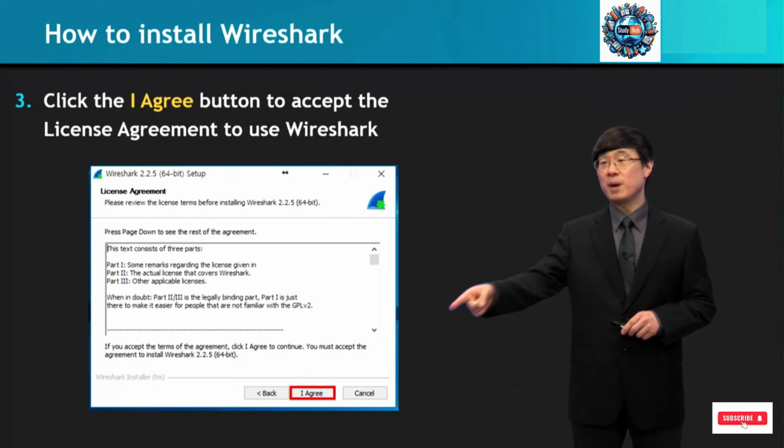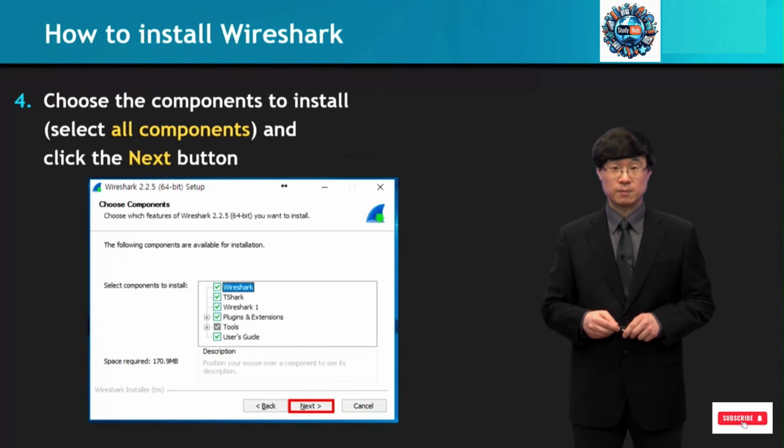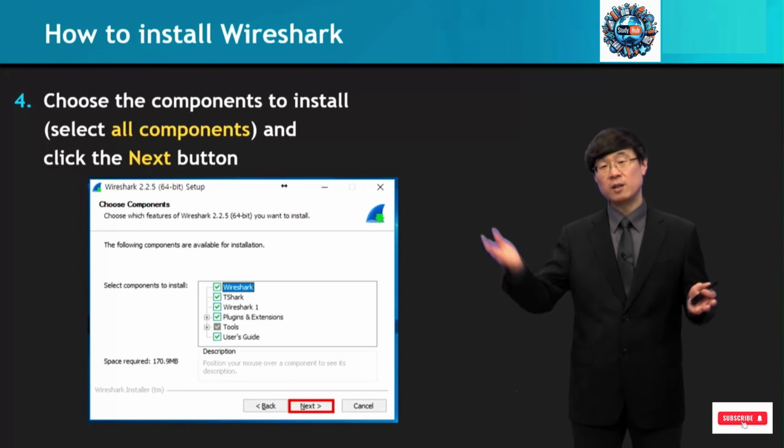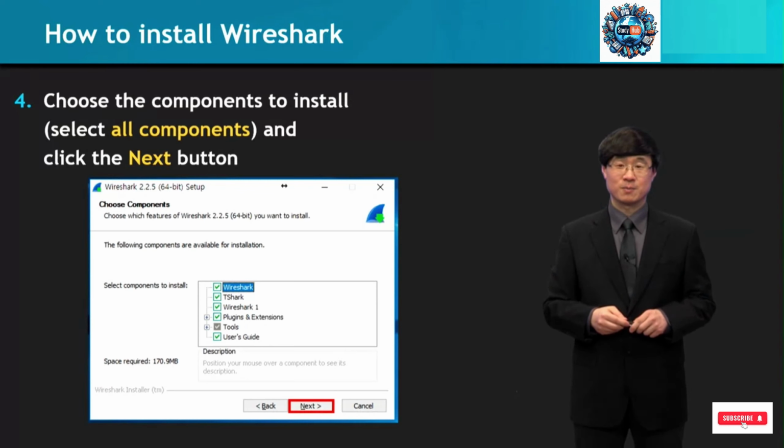Click the I Agree button to accept the license agreement to use Wireshark. And then choose the components to install and click the Next button down there. Now, which components? Well, as you can see over here, I recommend selecting all of the components.